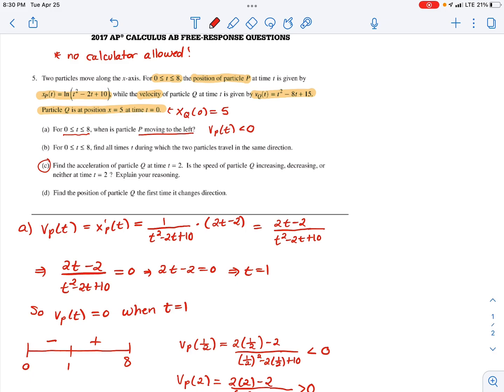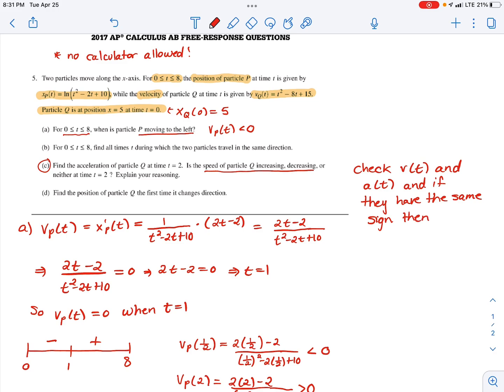So when the speed is increasing or decreasing, you need to check the velocity and acceleration. If they have the same sign, it's increasing, it's speeding up. And then if they have opposite signs, it's slowing down.